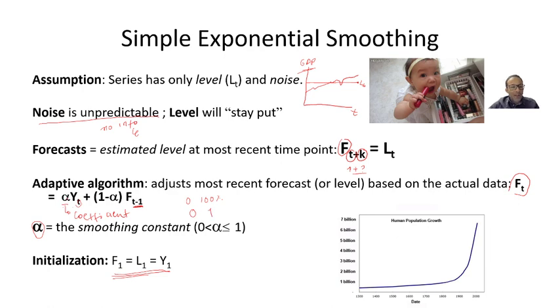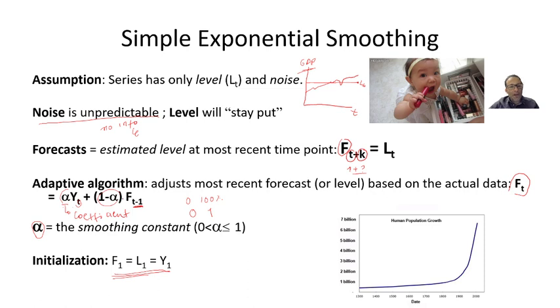This will ensure that if alpha is 0.5, this term here is going to be 0.5. If alpha is 0.3, this is going to be 0.7. If alpha is 0.1, this is 0.9. If alpha is 0.9, this is 0.1. Both of them need to add up to 1, because one is alpha and the other is 1 minus alpha.